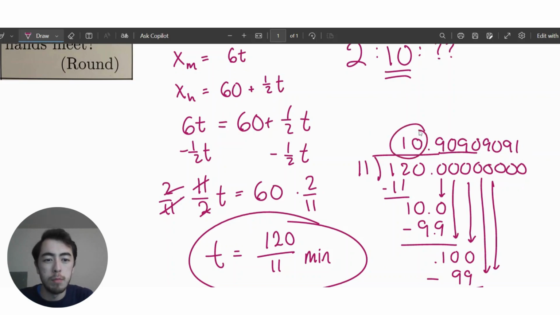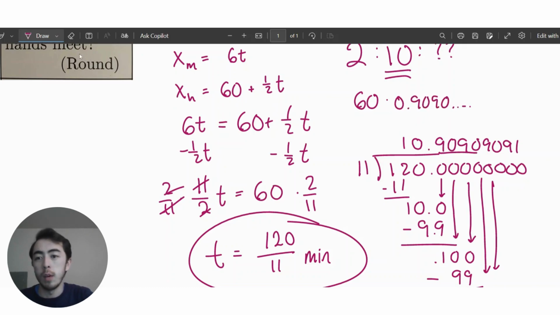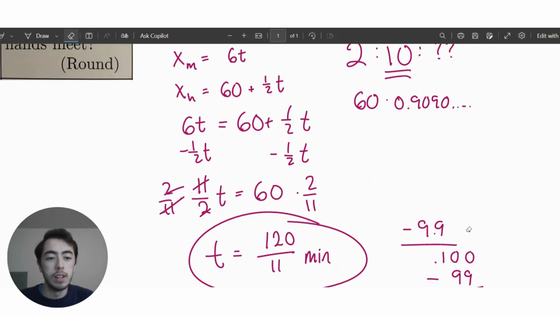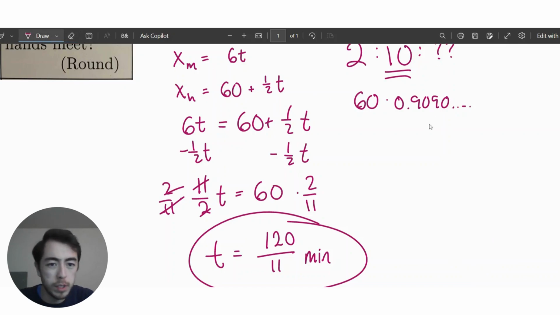So this is some amount of minutes, and then I have a fraction of a minute here, and I want to convert that to seconds. And I know that there's 60 seconds in a minute. So if I do 60 times 0.9090 repeating, I will get an amount of time in seconds, and that will be what will show up on the clock. So to do this multiplication, actually, you know what? It might be easier to convert this back to a fraction.